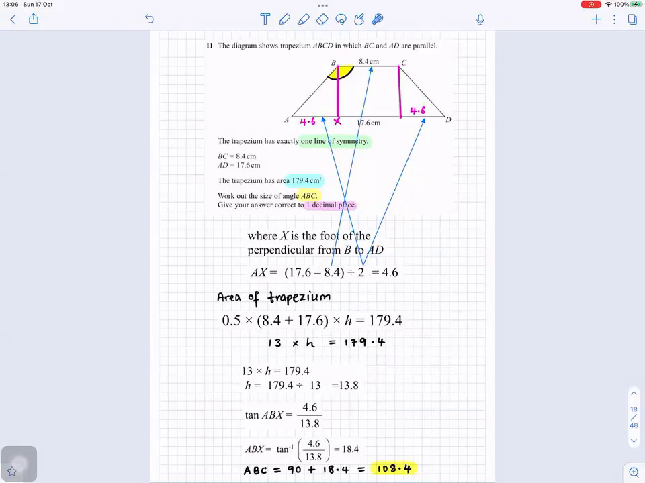Tan ABX, tangent of ABX, is opposite over adjacent. Opposite is 4.6, adjacent is 13.8. So ABX is inverse tangent of 4.6 over 13.8, which is 18.4. So we got this angle as 18.4. We add it to 90. So angle ABC is 90 plus 18.4, which is 108.4.